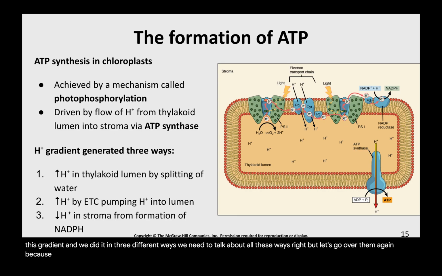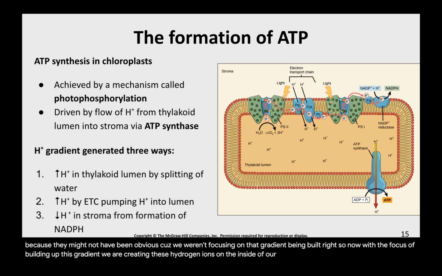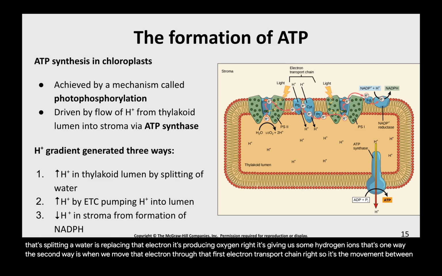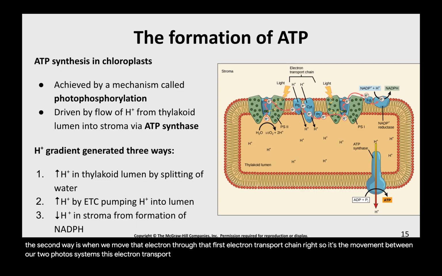But let's go over them again because they might not have been obvious, because we weren't focusing on that gradient being built. So now, with the focus on building up this gradient, we are creating hydrogen ions on the inside of our thylakoids by the splitting of water. That splitting of water is replacing that electron. It's producing oxygen and giving us some hydrogen ions. So that's one way. The second way is when we move that electron through that first electron transport chain, the movement between our 2 photosystems. It pumps some hydrogen ions into the middle of our thylakoid. That's the second way we're setting up that gradient.